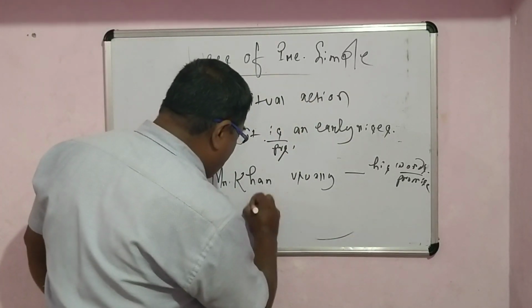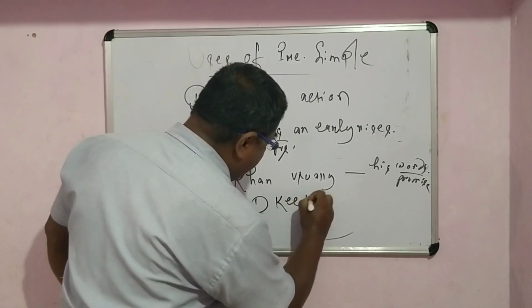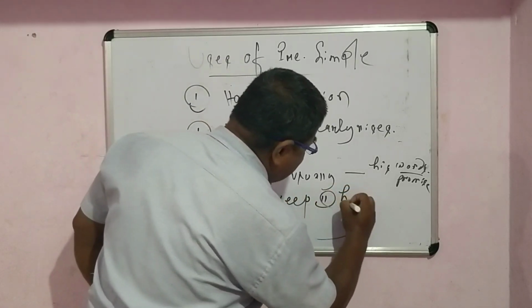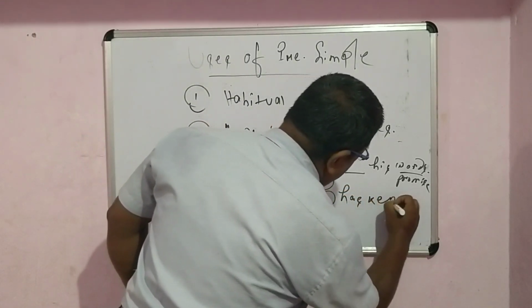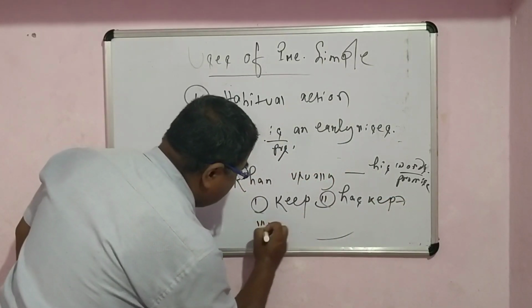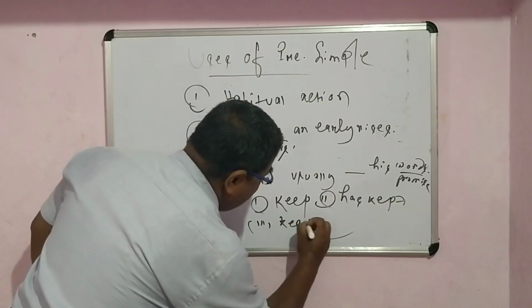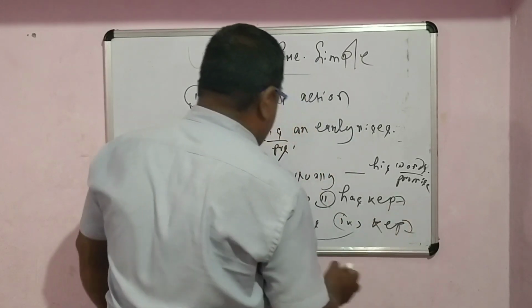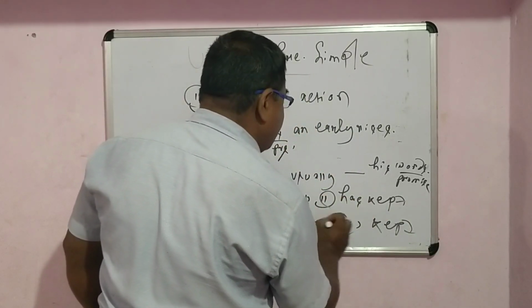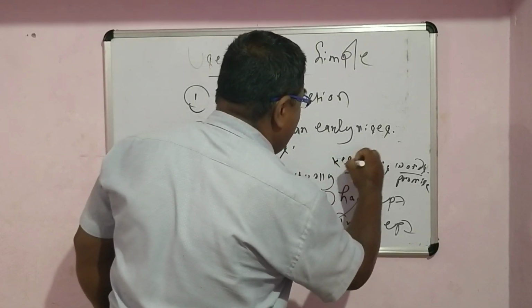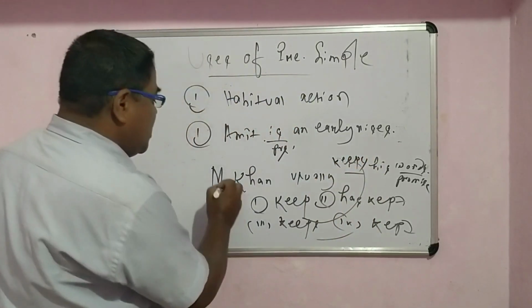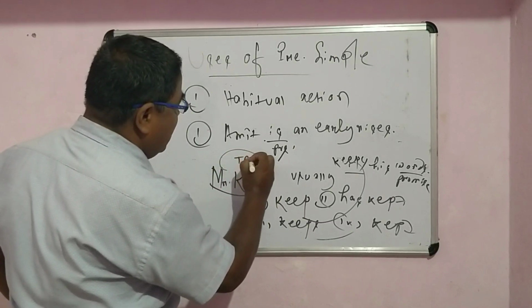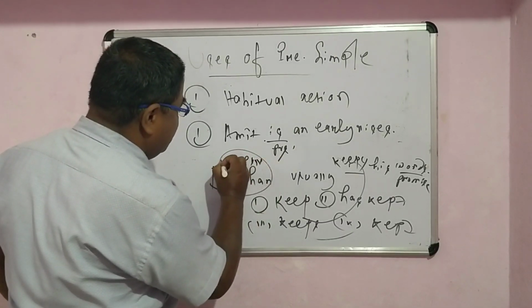Within the bracket you have four options. Whether it should be keep, or has kept, or the third option, keeps, and the fourth option, kept. So what is the answer? The answer is keeps, K-E-E-P-S. Why? Because Mr. Khan is in the third person singular number and also the subject.